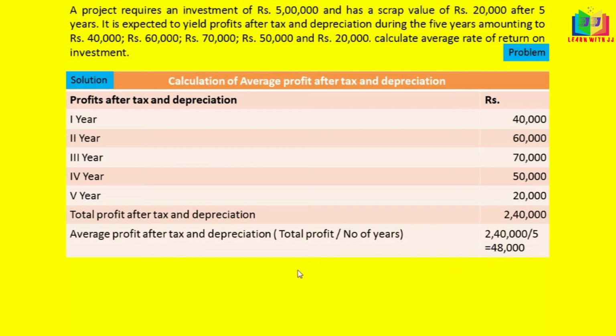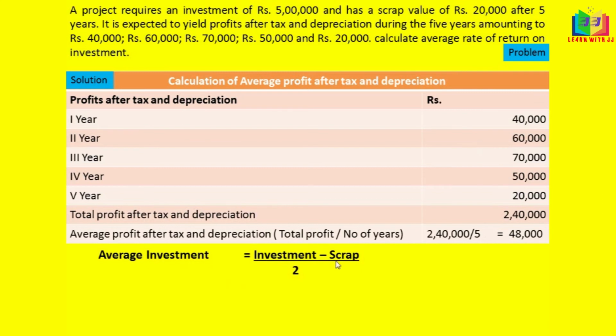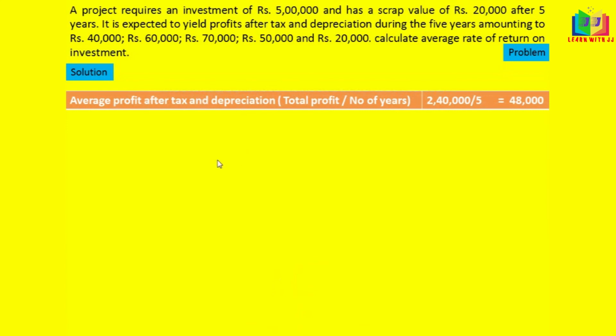Now we have to find the average investment. The formula is investment minus scrap divided by 2, and the investment here is 5 lakh and the scrap value is 20,000. So investment minus scrap divided by 2 gives 2,40,000. Now we have to calculate the ARR on original investment, and the information required is the average profit after tax and depreciation, that is 48,000, and the average investment, which we found to be 2,40,000.